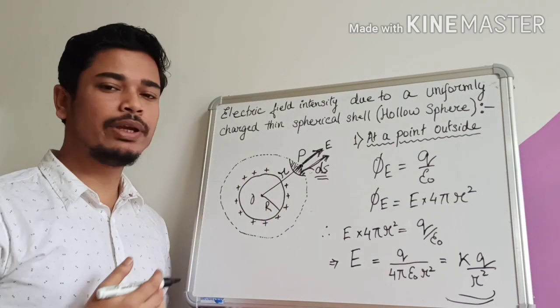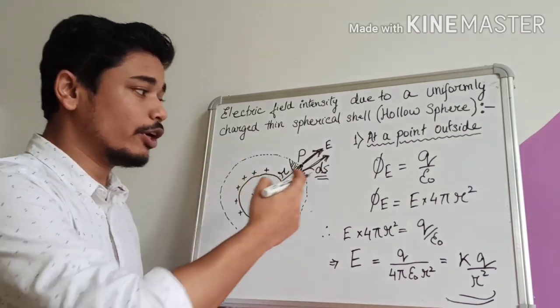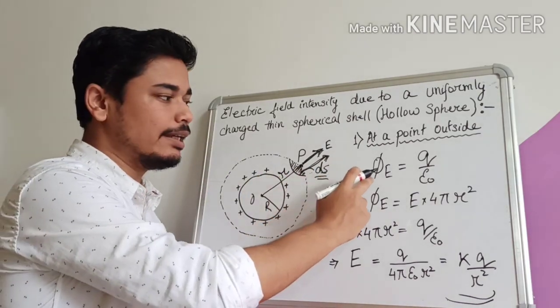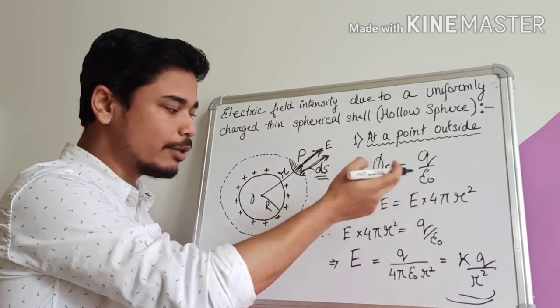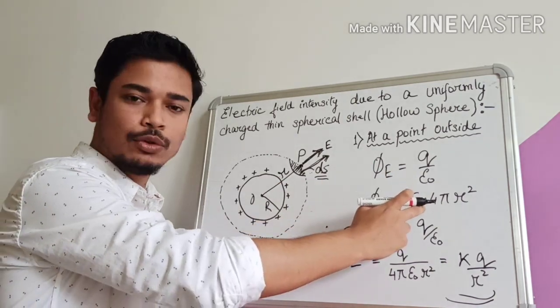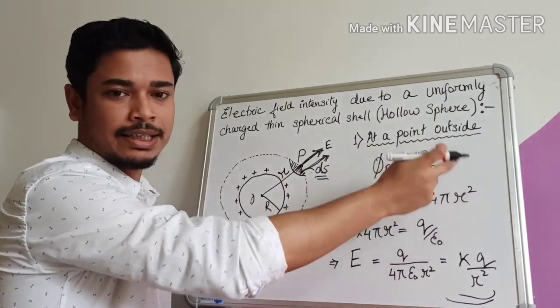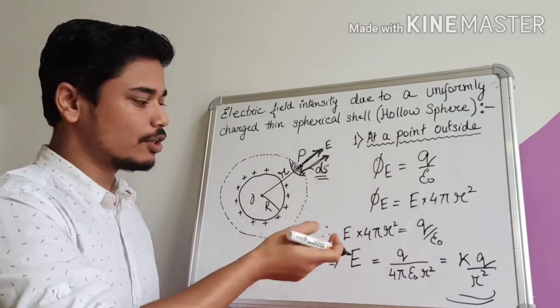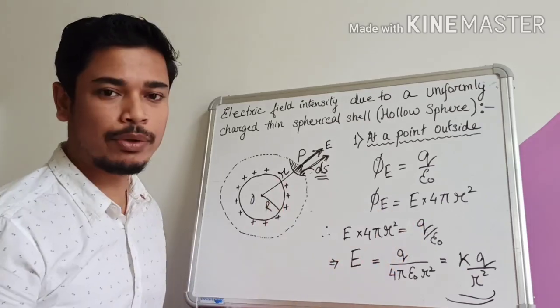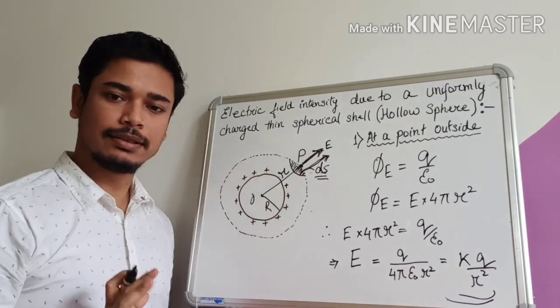So at this point we are going to apply the Gauss law. How? Let's see. According to Gauss law, phi E is equal to Q by epsilon naught. Again, what we have found out for this sphere, phi E is equal to E into 4 pi r square. So we can equate these two quantities since the left hand side is the same. If we equate these two quantities, then what can we find out? We can find out the electric field associated with this surface.